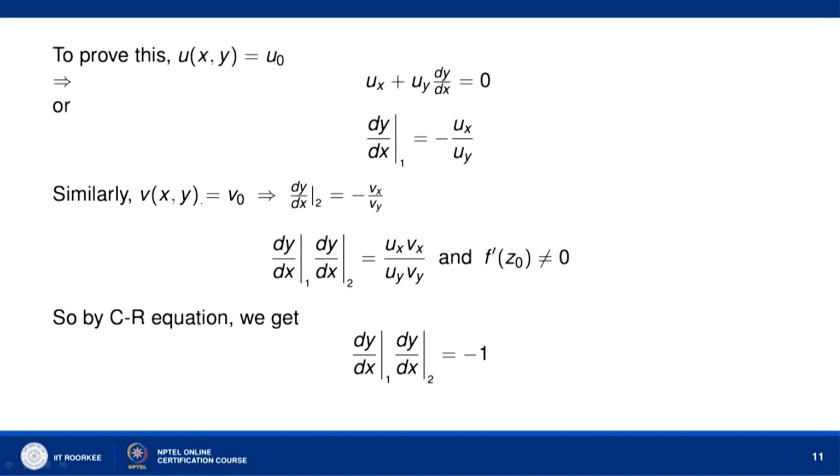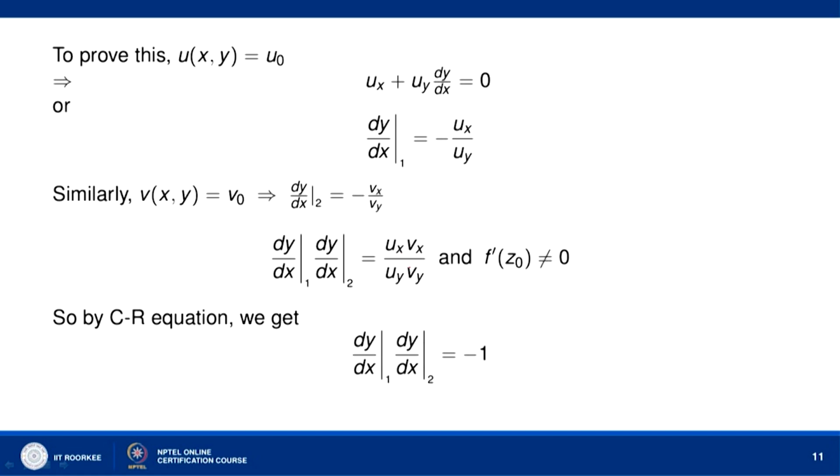So, similarly, v(x,y) equal to v naught gives, in the same manner, when we differentiate it with respect to x, dy/dx 2 equal to minus v_x over v_y. So, again here v_x and v_y are calculated at the point of intersection (x naught, y naught). Now, the product of the two slopes, dy/dx 1 times dy/dx 2, is u_x v_x over u_y v_y.